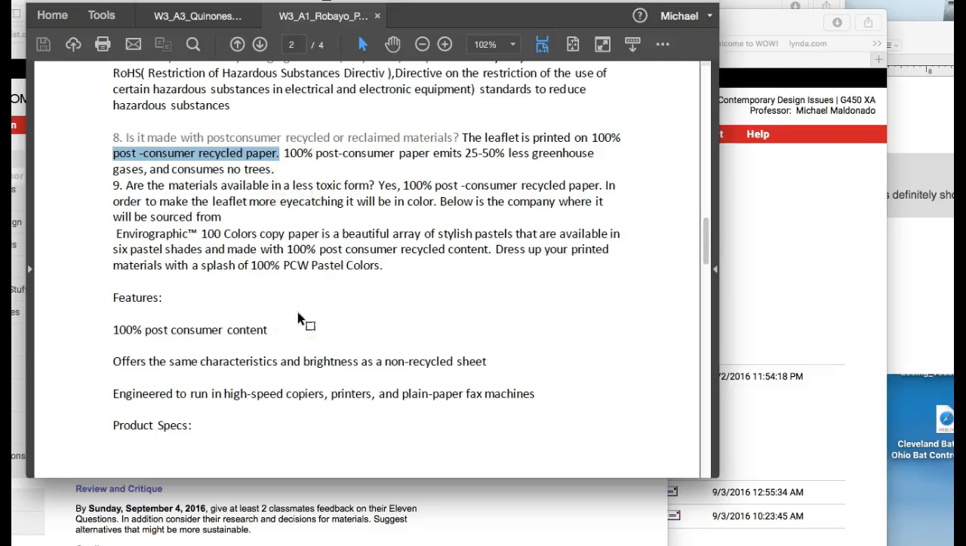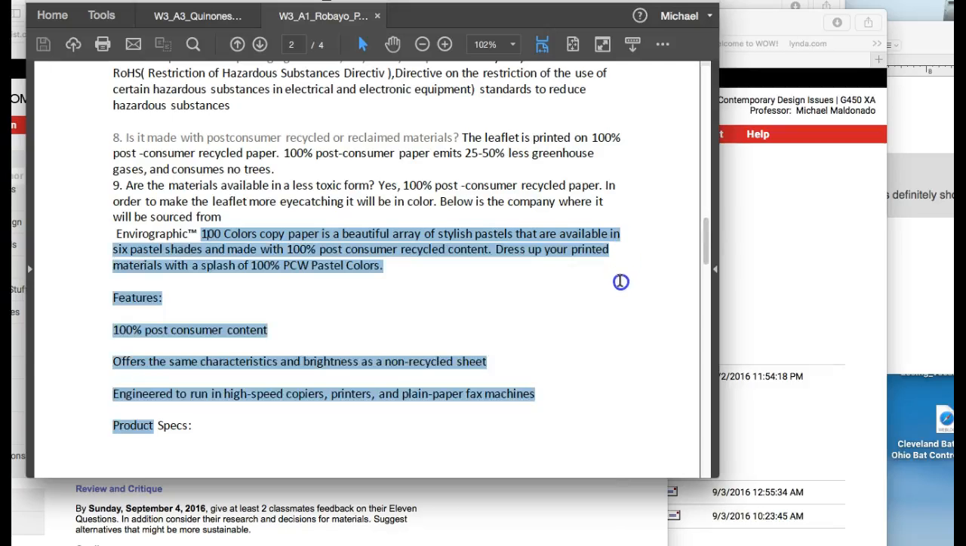And that's the important thing I can say right now. The most important thing is this all has to be backed up with fact. Saying, Envirographic, 100 color paper done, blah, blah, blah, dress up your printed materials in a splash. And this looks like it's been copied and pasted. Dress up your printed materials with a splash of 100% PWC pastel colors. And that looks like it's been copied and pasted, so you really, really want to watch that. But anyways, describe what that means in real words and to real people.